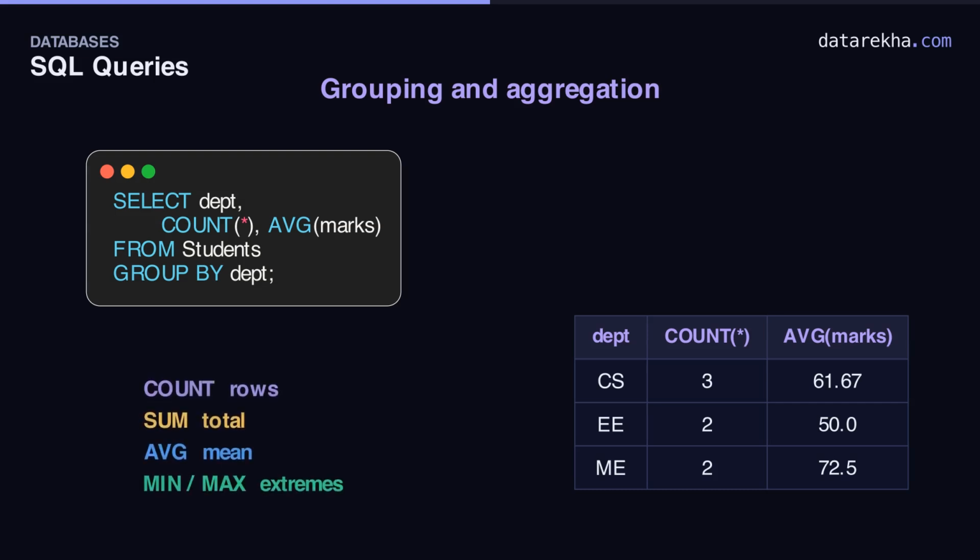The aggregate family is small and worth memorizing. COUNT tallies rows, SUM totals a column, AVG averages it, and MIN and MAX pull the smallest and largest. Each squeezes a whole group down to one number.